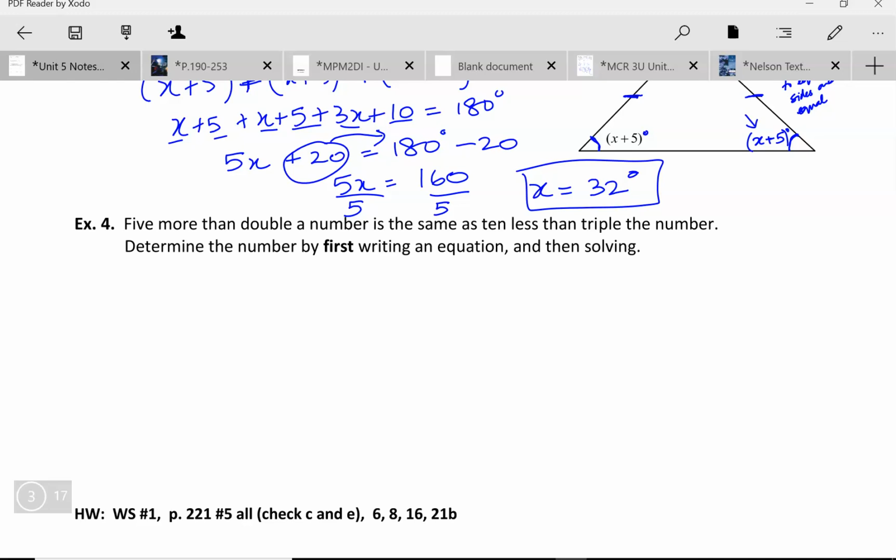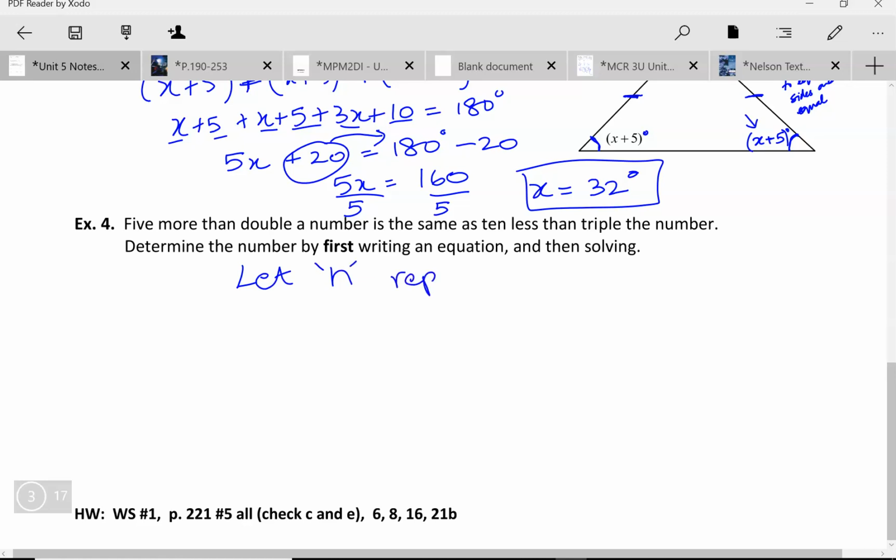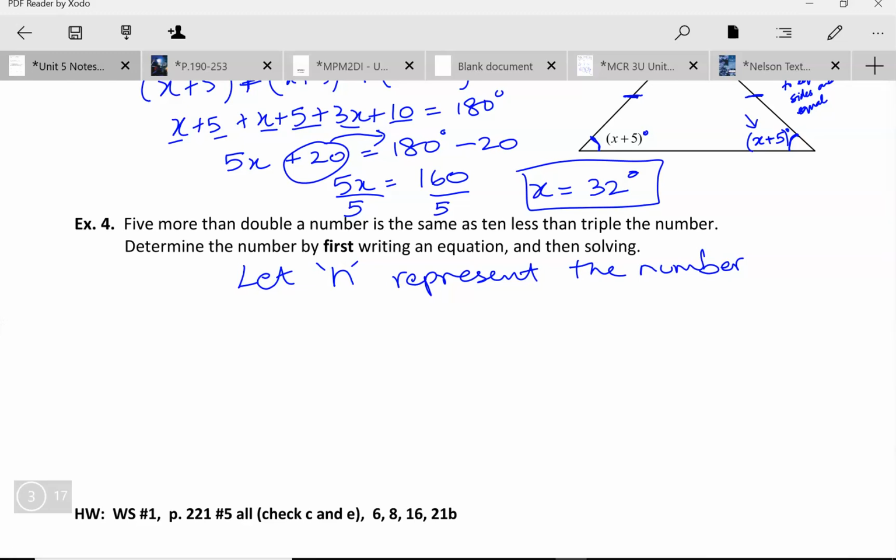5 more than double the number is the same as 10 less than triple the number. Determine the number by first writing an equation and then solving. Okay, first step, whenever you have a word problem, what are we going to do? Write a let statement. Never forget that. Even if it's just a number, you have to say let n represent the number, or x represent the number, whatever variable you want to put there. I'm going to use n for variety's sake. So let n represent the number.